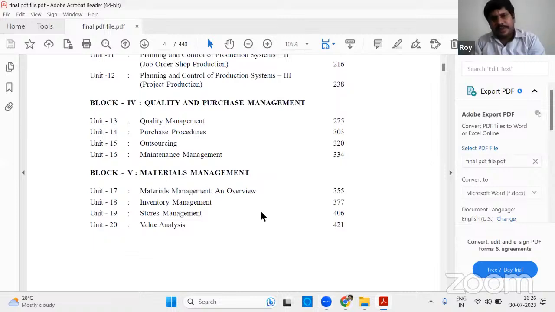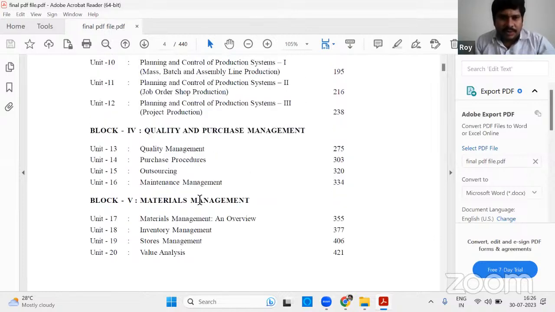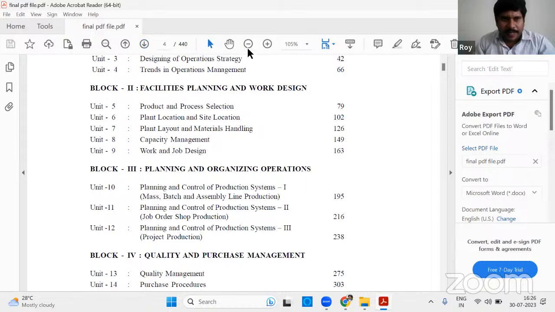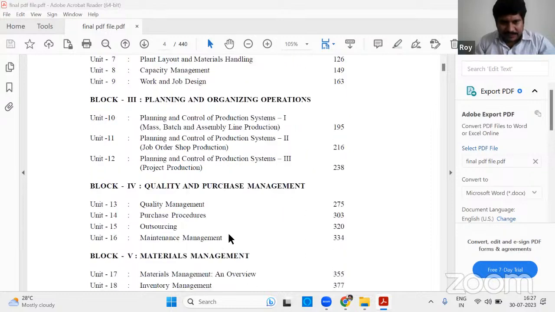Okay, see, inventory management and stores management are all theory only. There you can prepare. I'm not going to touch it, but I will try to focus on the sums. Something in 238, somewhere I saw the sums.